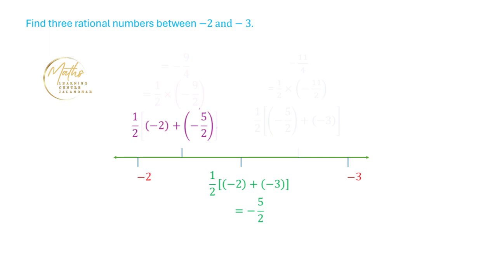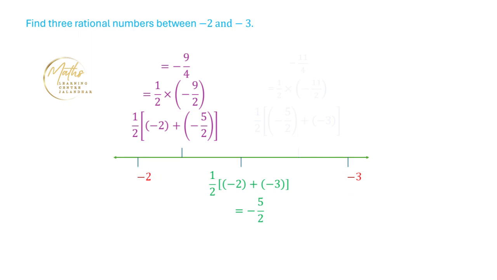So we are adding both these numbers. 1 by 2 we have already written over here. So we are adding -2 and -5 by 2, and we are dividing the number by 2. And on solving this, the value we obtain is equal to 1 by 2 into -9 by 2. So the final answer we get is -9 by 4. So this number over here, this is -9 by 4, and it lies between these two numbers, and hence it lies between -2 and -3.